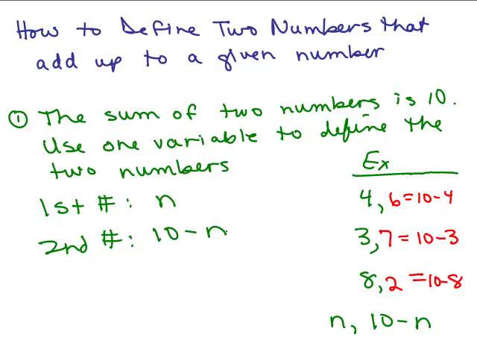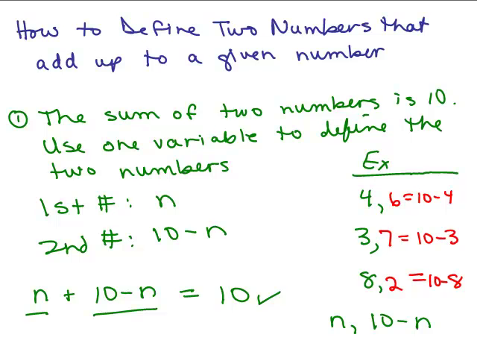Now let's say you're still having trouble with that. Let's see if that's really true. Do those really add up to 10? Well, if you take n and you add 10 minus n, that's the first number and that's the second number, do you get 10? Yep. You get 10 because the n's cancel. So you can see that those would be two numbers that add up to 10.